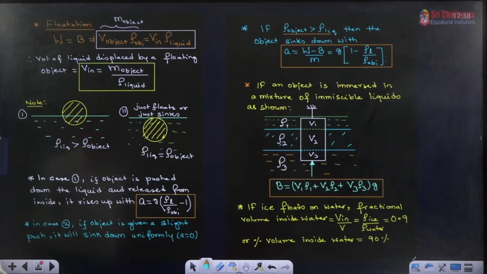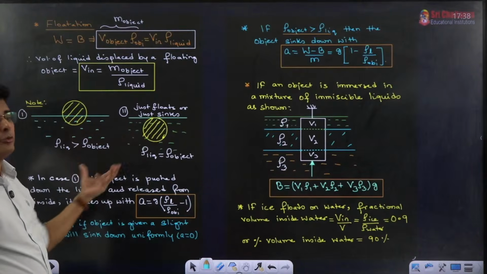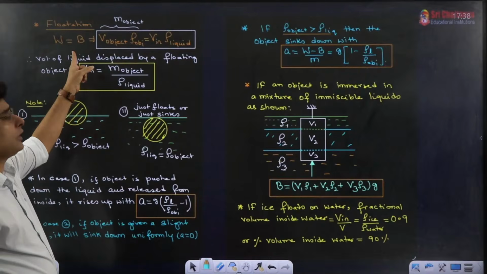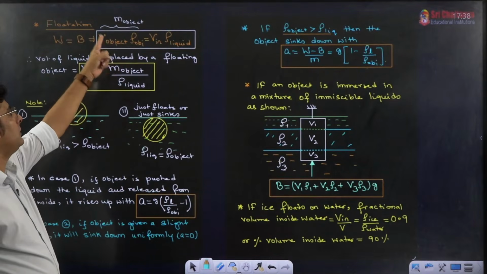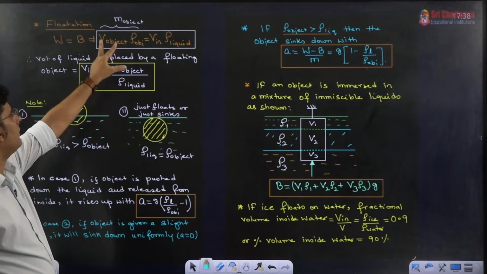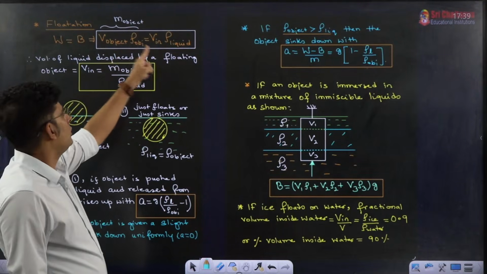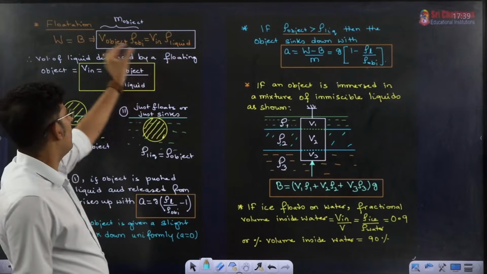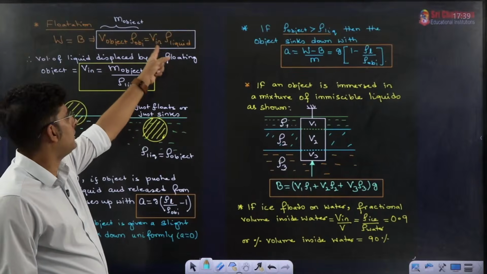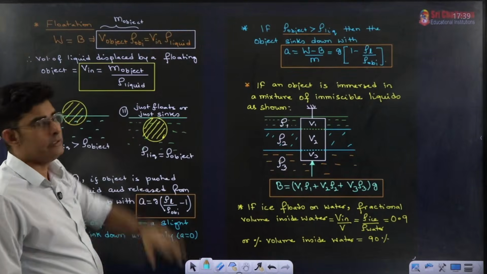Okay, next we have the concept of flotation. Whenever a body floats, like you can see these two diagrams have shown floats. So floating means that two forces act on it. One is weight of the object, one is buoyant force. So weight of the object is mass of the object into g. g will cancel both sides. We can write mass of the object will become equals to volume inside into density of liquid, or we can write the law of flotation also as volume of the object into density of the object is equals to volume inside into density of the liquid.